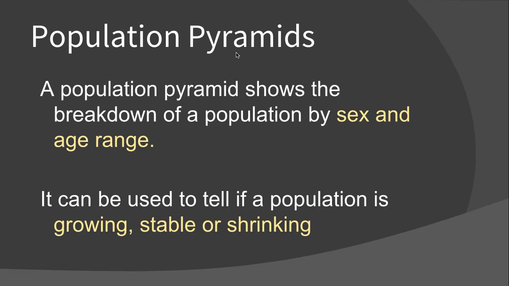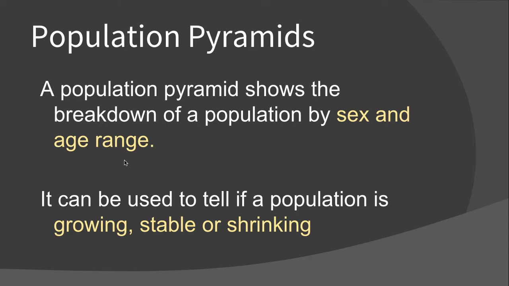So a pyramid, think about like the pyramids in Egypt, where they kind of look like triangles. Some of them look like that, others don't. But basically it's going to show you how many people you have based on their age range. So are they babies? Are they little kids? Are they like your age, like teenagers? Are they my age? Are they old people? And by their sex. And sex means male or female. So are you a boy or a girl?